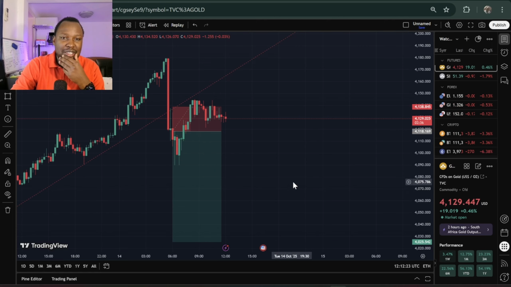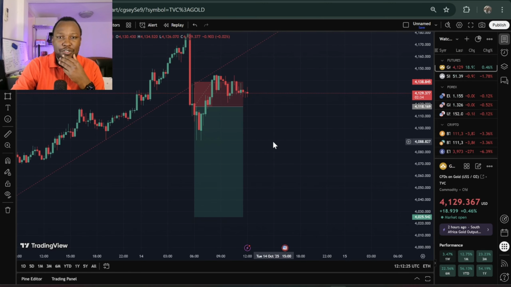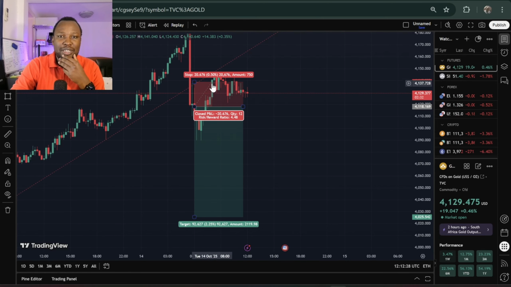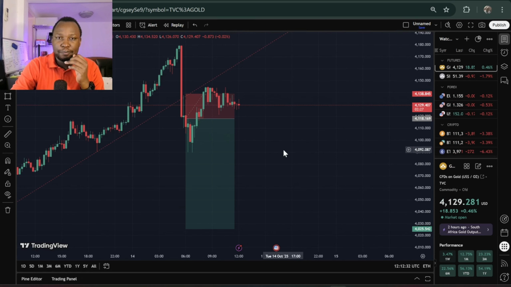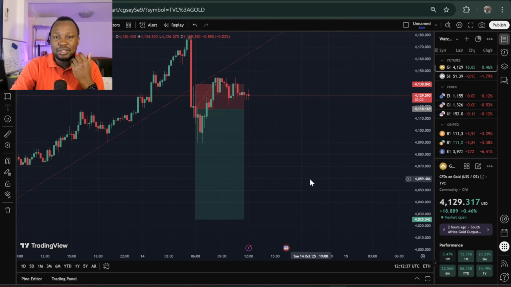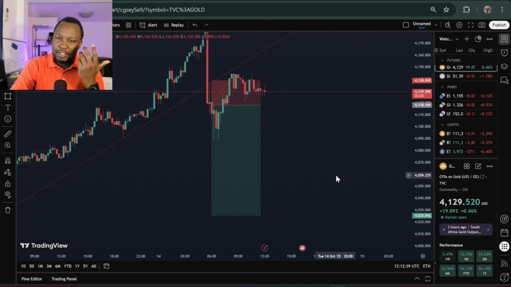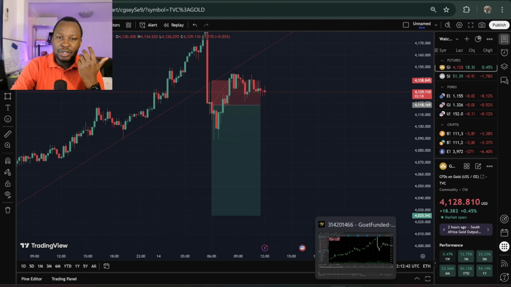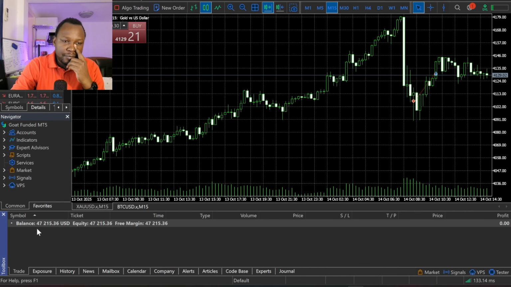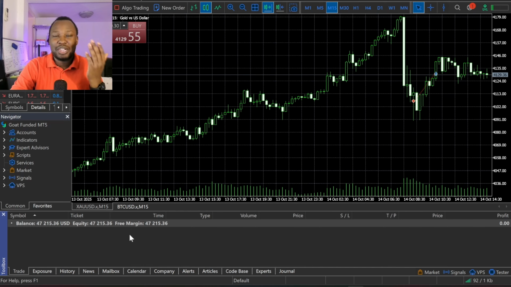So what we see here in the trade, it went into profit, but then it was able to come back up, and of course it hit our stop loss. It has definitely hit our stop loss, so the trade is invalid. Yeah, the losses are there. And if we look at our account right now, we are at 47,200. That is the total loss we've made on this account. I guess the next series will be how to come back from drawdown on a funded account.